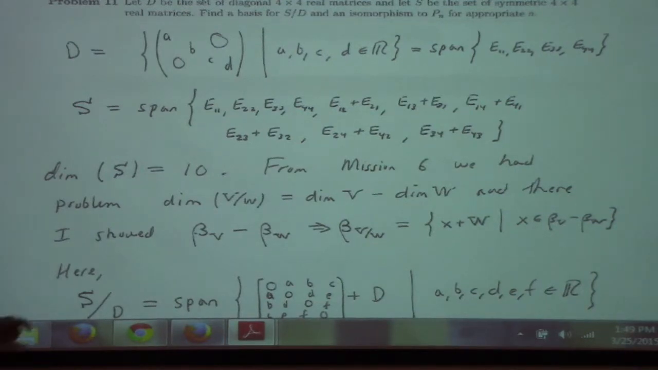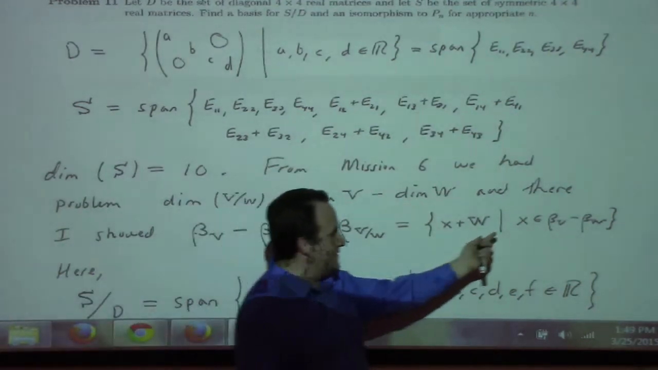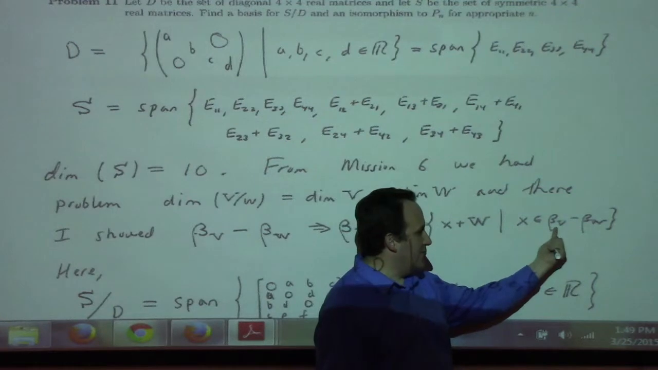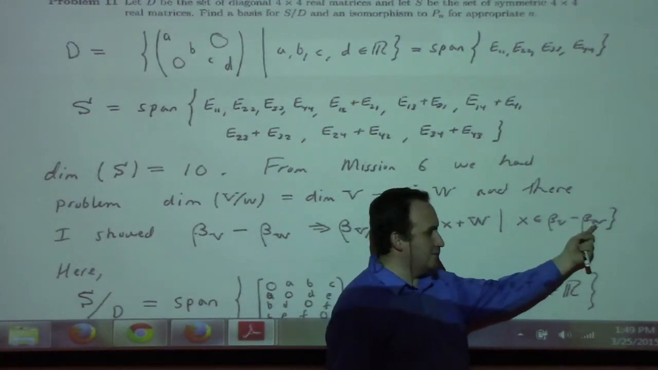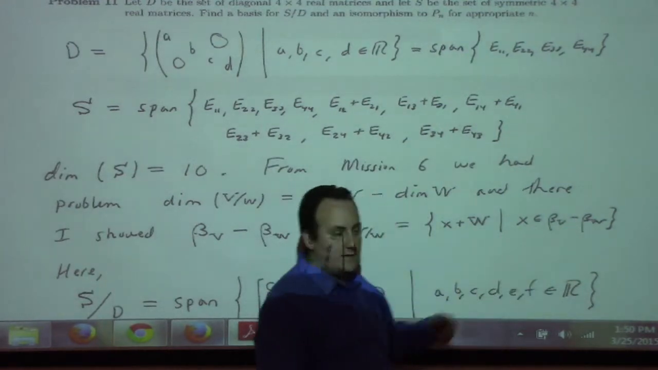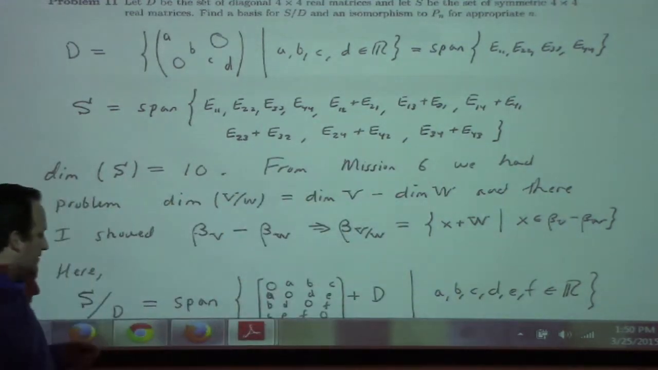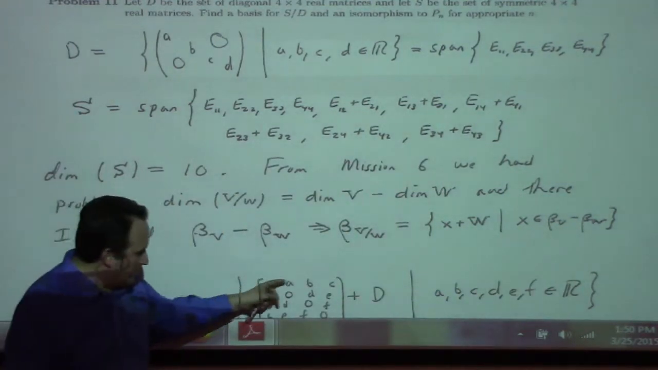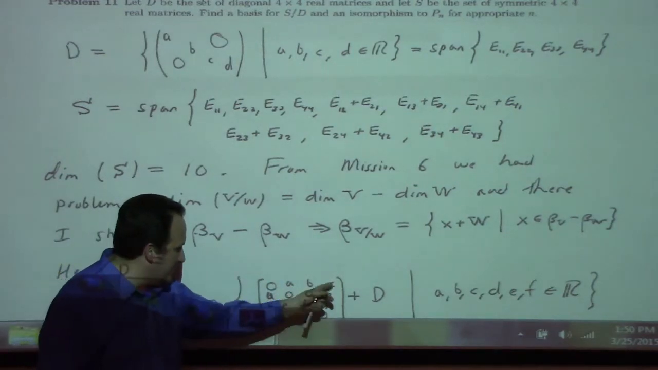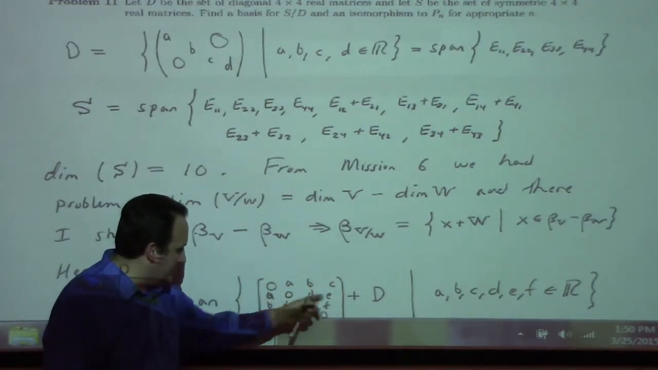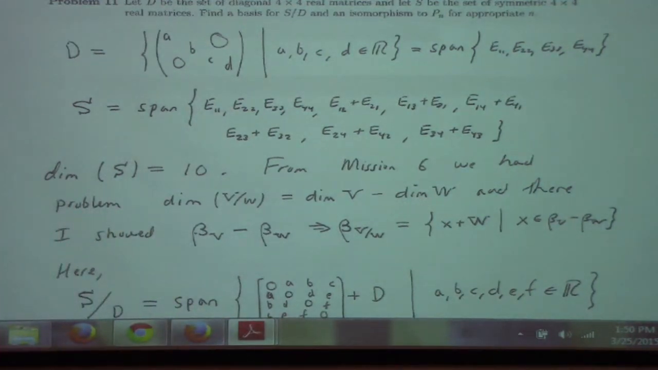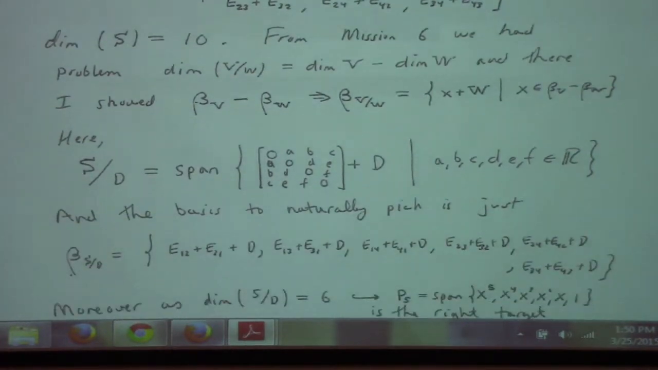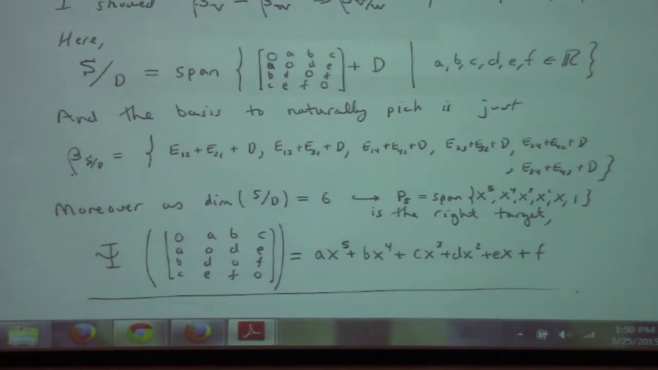So that's what I do. I take x plus w, where x is in the basis for the whole space with the quotienting space. In this case, b is s and w is d, right? And so that leaves me with something like this. And this is a typical thing in the quotient: a, b, 0, a, b, c, a, 0, d, e, b, 0, f. So basically, the typical representative of this quotient has the diagonals set to 0 and the off diagonals are arbitrary.